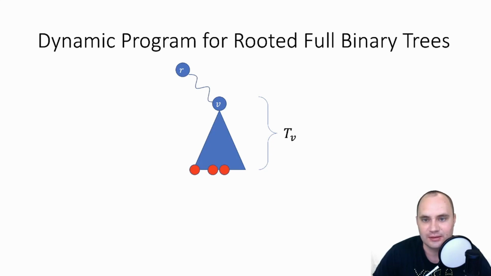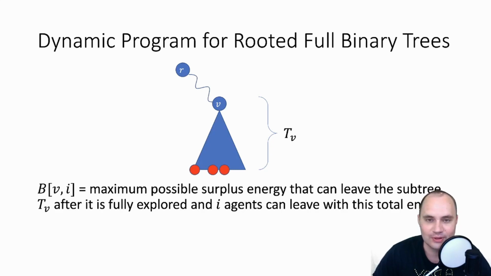For that, we're going to consider different vertices V in the tree. We denote by T sub V the subtree rooted at the vertex V. And in the subtree, there may be some agents at the leaves. We define the following dynamic programming table, which we denote by B(V, i), which is going to store the maximum possible surplus energy that can leave this subtree after it is fully explored, and i agents can leave with this total energy.